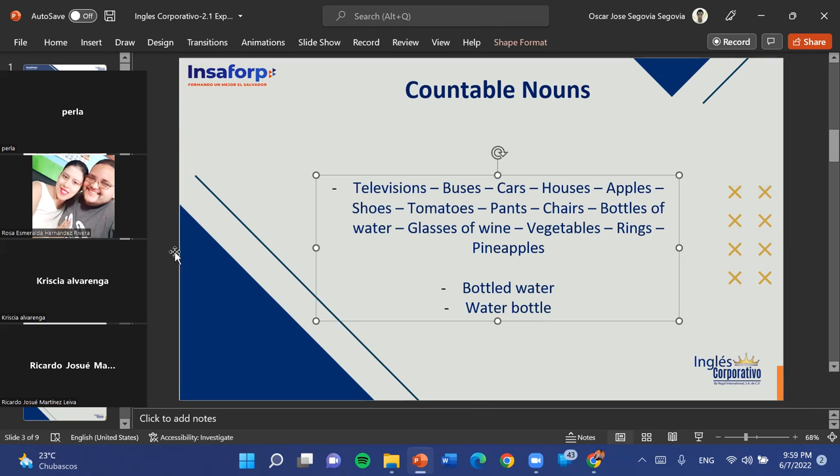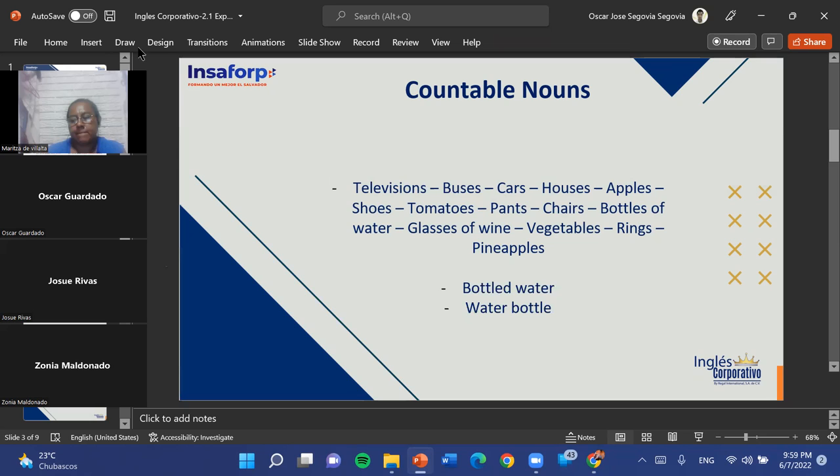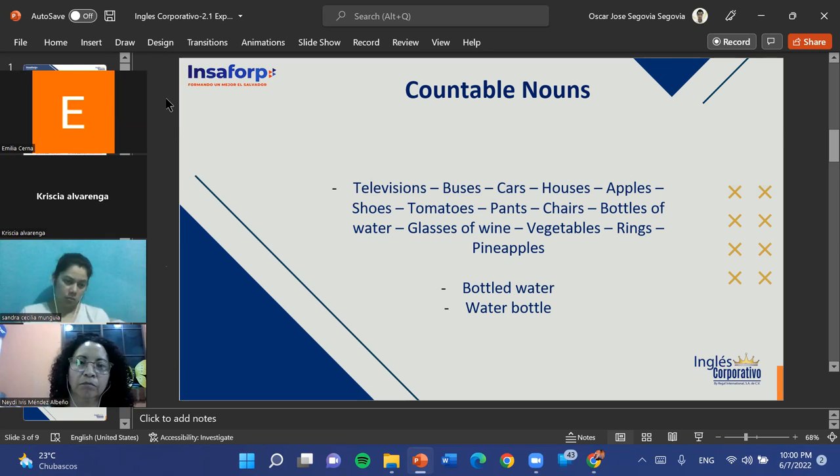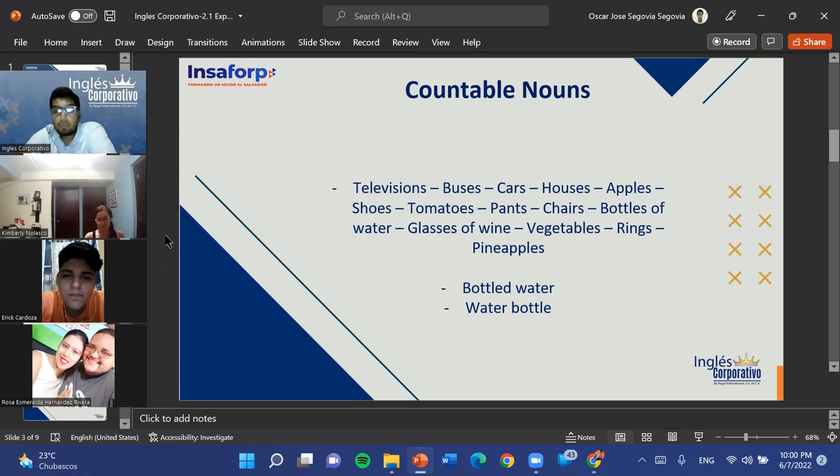Sí, perdón, Rosa, ¿iba a mencionar algo? Botella de agua. Sí, ahora, hay una diferencia bien crucial. Bottled water se refiere a agua embotellada. Es como, por ejemplo, eso que tengo yo acá. Esta es agua embotellada, ¿verdad? O sea, ya no, pero solía ser. Entonces, agua embotellada, sí. Pero una water bottle, sí, es una botella de agua.